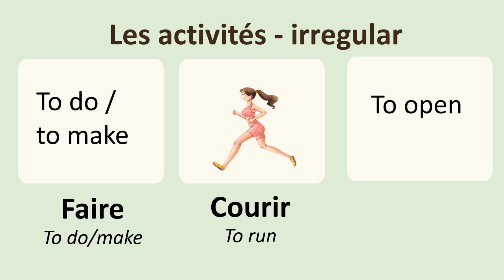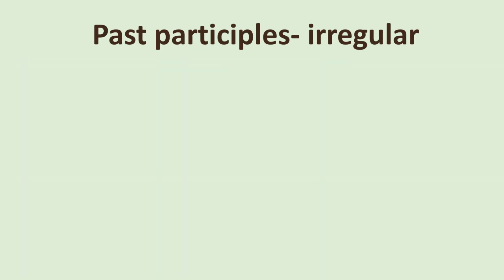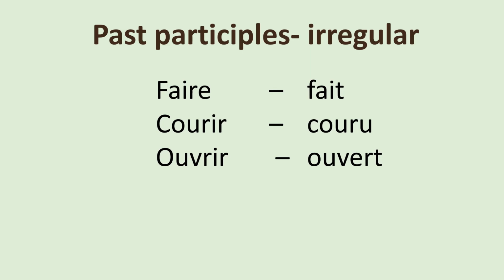To run is courir. And to open is ouvrir. So what are their past participles? Faire gives you fait. Courir gives you couru. And ouvrir gives you ouvert. As you can see, it's very irregular.